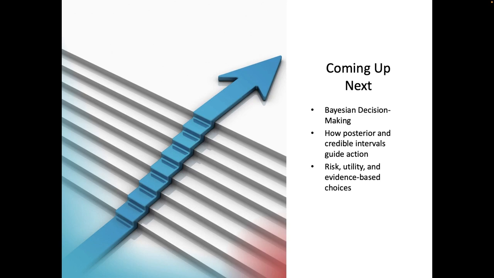Okay, next we'll apply everything you've learned to decision making. This is an important part. We want to know how to use this information to make decisions. In the next video, you'll learn how to use posterior distributions and credible intervals to make informed choices that impact decisions, especially when stakes, risk, or uncertainty are involved.